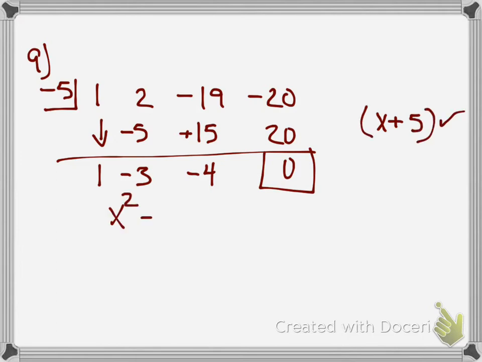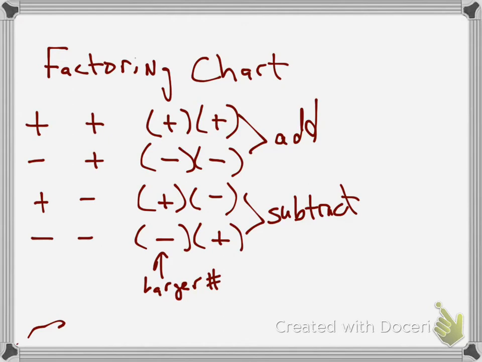Now I need to use a chart that will tell me what x squared minus 3x minus 4 equals. I'll pause it here and go back to it, but I'm going to bring up the chart. This is the chart I would use to help me factor. Plus plus equals plus plus, minus plus is minus minus, plus minus is plus minus, minus minus is minus plus. The larger number always is on the left, and then you want to know which ones you add and subtract. If you need to copy this down and don't already have it on your note card, I would pause me just so you could see it.